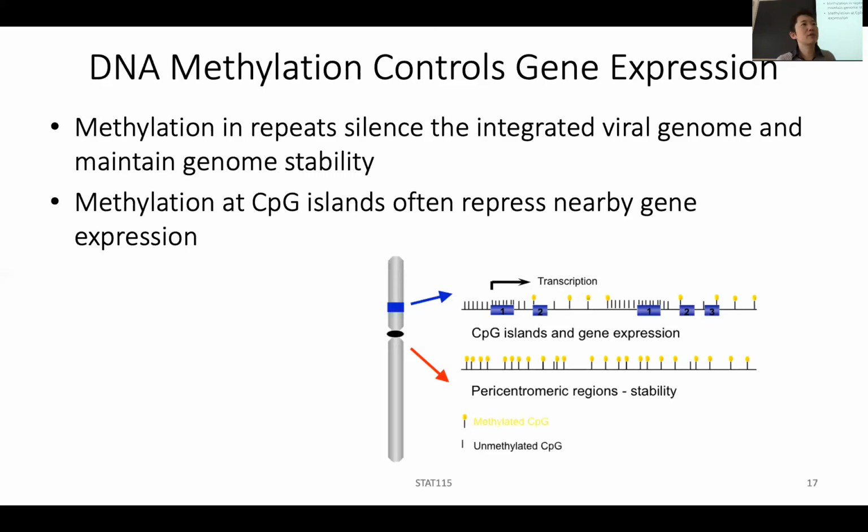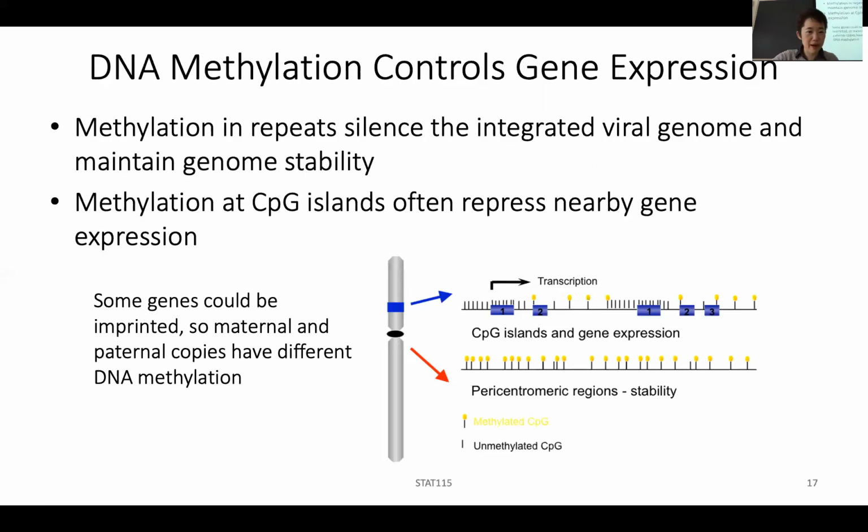For most of the transcription factors, they prefer to bind to unmethylated regions. So if you look at the promoter regions for the genome, it's usually unmethylated, especially if that gene needs to be expressed in the cell. And we mentioned before, some genes can be imprinted, so the mother copy and the father copy can have different DNA methylation.